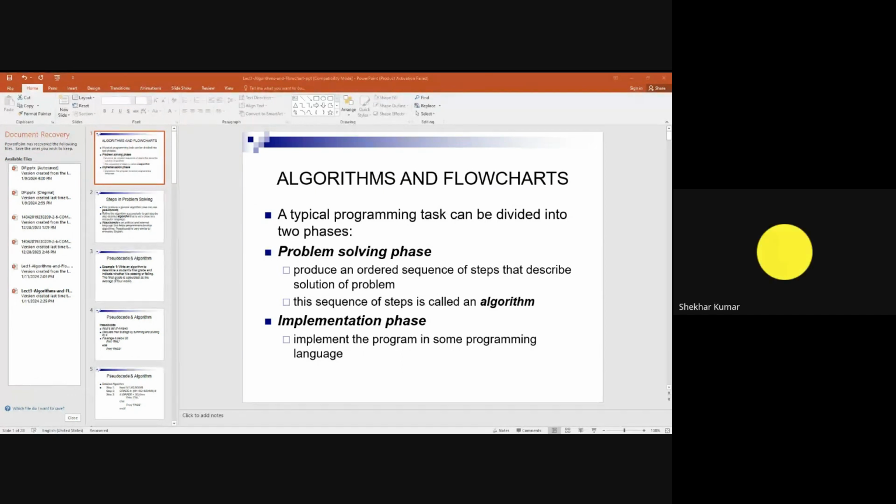Okay, class. In the previous class, we discussed different types of software, in which we discussed the application software and the system software. In the system software, we discussed the operating systems and the different functions performed by the operating systems. So today we will discuss algorithms and computer networks.